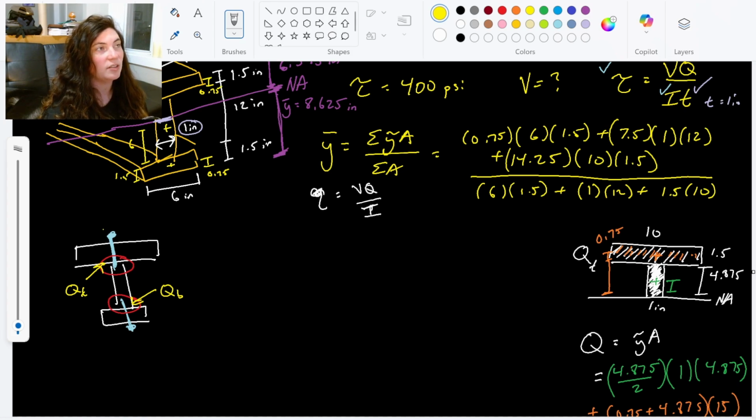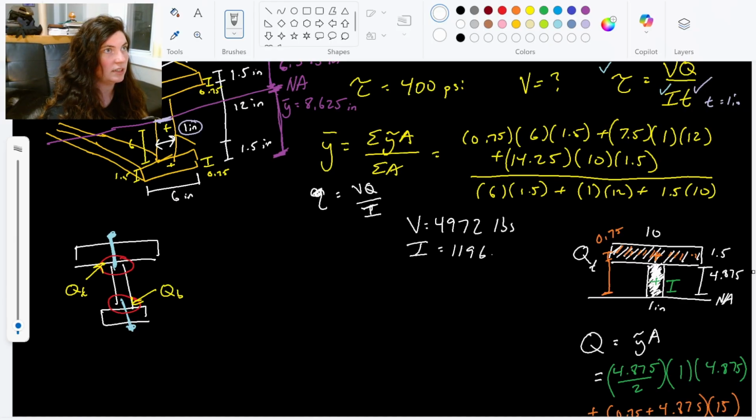So since they have those nails on top and nails on bottom, we have 2 different Qs here that we're going to need to calculate. We found our shear value of 49.72, moment of inertia of 1196 inches to the 4th. Now we just need to separate, find for the top nails, find the Q, find the shear flow, then find the spacing, and then do the same thing for the bottom.